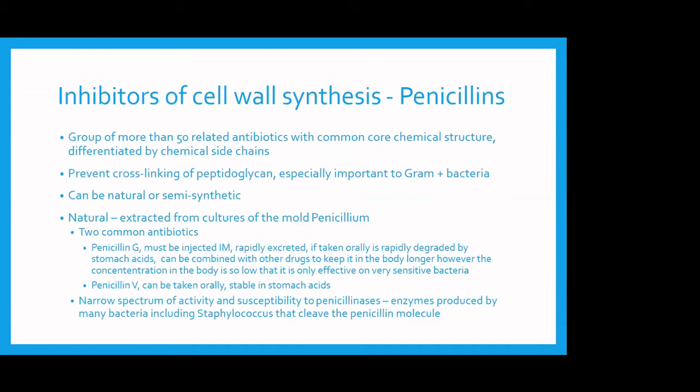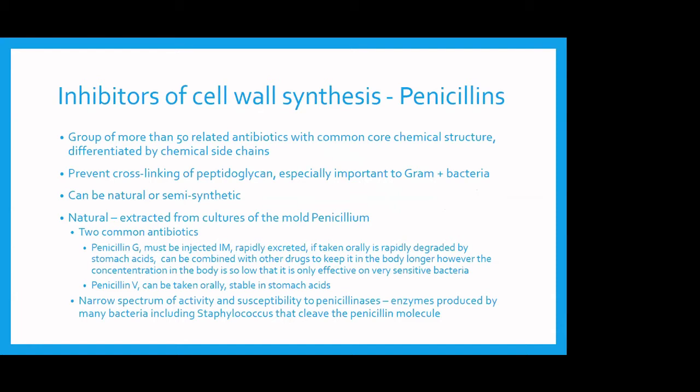Penicillins themselves, there's a lot of them. They're all inhibitors of cell wall synthesis. There's more than 50 different related antibiotics within the penicillin umbrella. They all have that common core chemical structure that is unique to penicillin, but they have different little side chains off that common core chemical, and that's what makes the penicillins different from one another. So that teichoic acid cross-links the peptidoglycan, remember, and penicillin can prevent that.